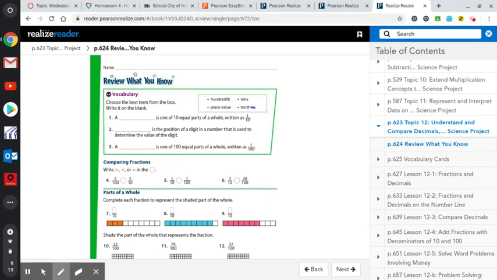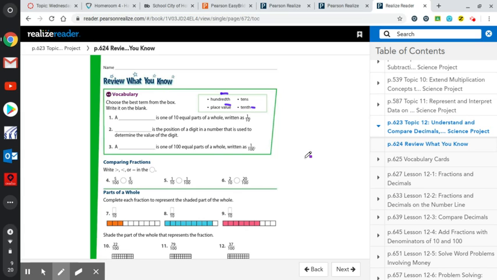Number two, blank is the position of a digit in a number that is used to determine the value of the digit. So place value, it's all about place value that we talked about, how the numbers are in order and what the value of the 3 is in the hundreds place. We know that. So number 3, a blank is 1 of 100. So it is written as 1/100th. So then you're going to be putting that hundredth in, okay? I mark the 3 that you're going to be using.